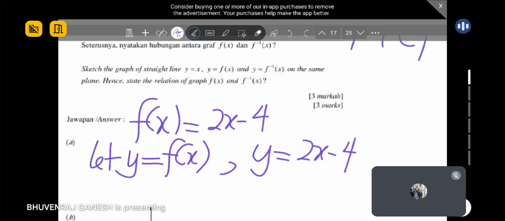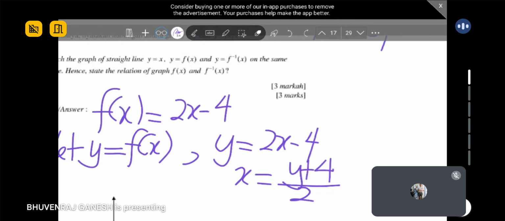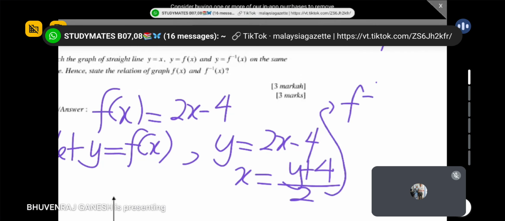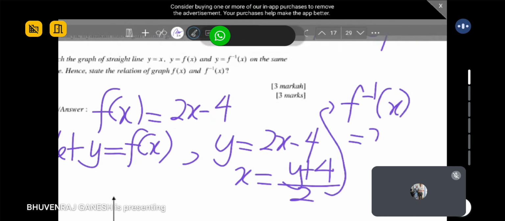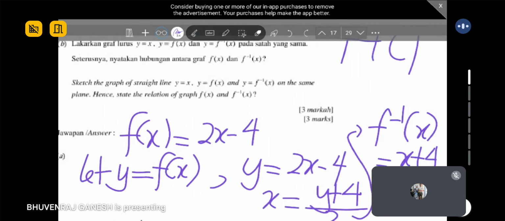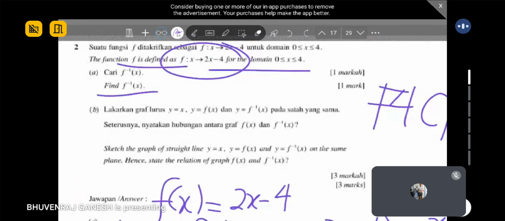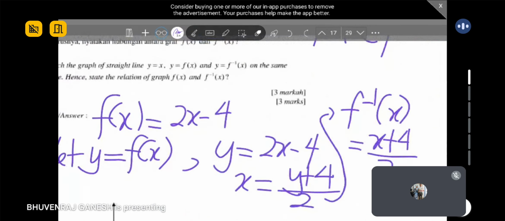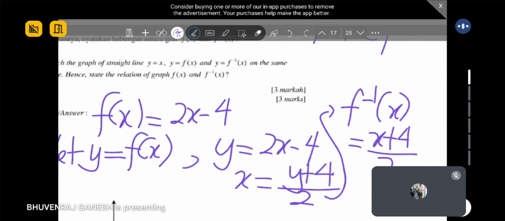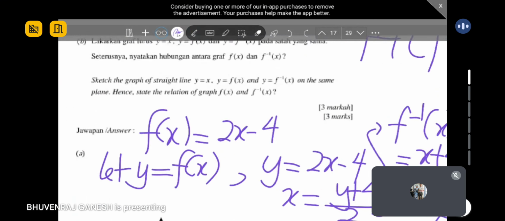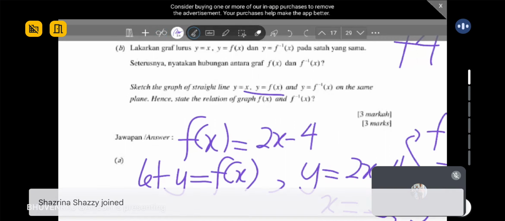And then what to do? You need to express x in terms of y. Kamu kena ungkapkan x dalam sebutan y. So x equal to (y plus 4) over 2. So this is your inverse function. Ini adalah fungsi songsang. So f inverse x equal to (x plus 4) over 2. Itu saja. Do you all understand? Question A, boleh kan? 1 mark only. 1 markah saja. So this is your final answer. Alright, so proceed.